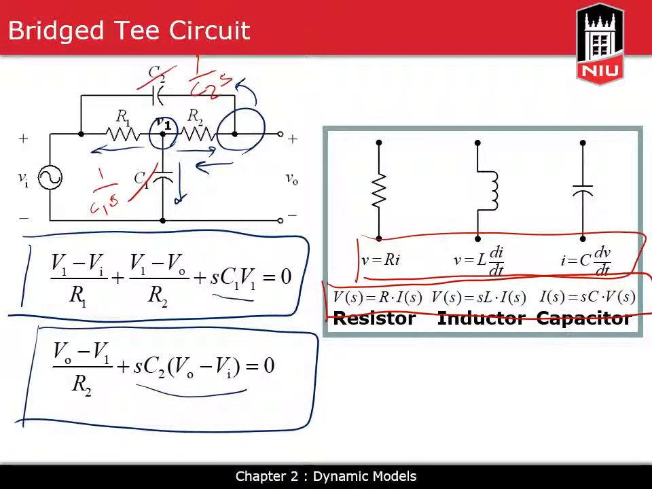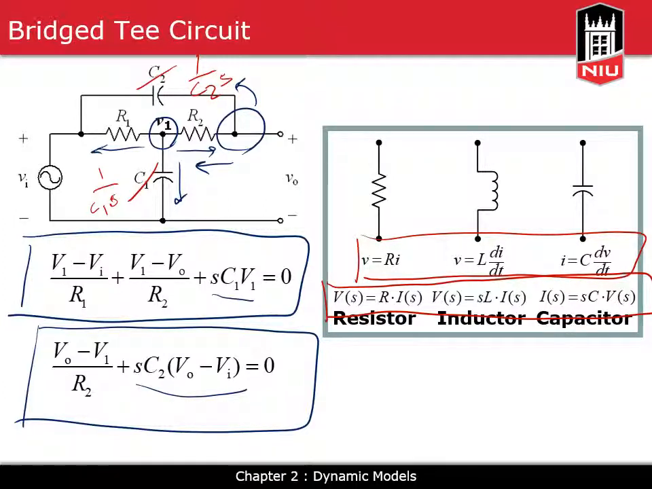Why do we need two equations? Just look at the first one. On the first one, we have three variables, V1, VI, and VO. I forgot to say this. Assume that our input is VI and the output is VO. So we want to relate these two. Find an equation in the Laplace domain that relates VI to VO.